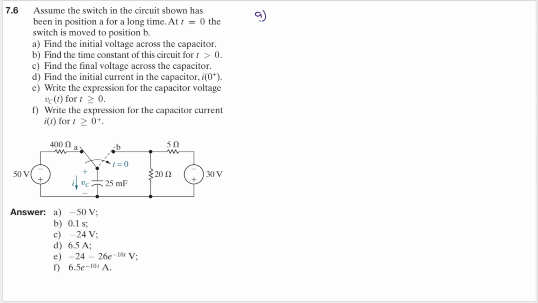Okay, initial value. So we need to see the circuit at t less than 0. At t less than 0, this switch is still in position A. So we will have that 50 volt voltage source and then that 400 ohm resistor. Okay, so we'll have 400 ohm resistor. And then what else? We have the capacitor.